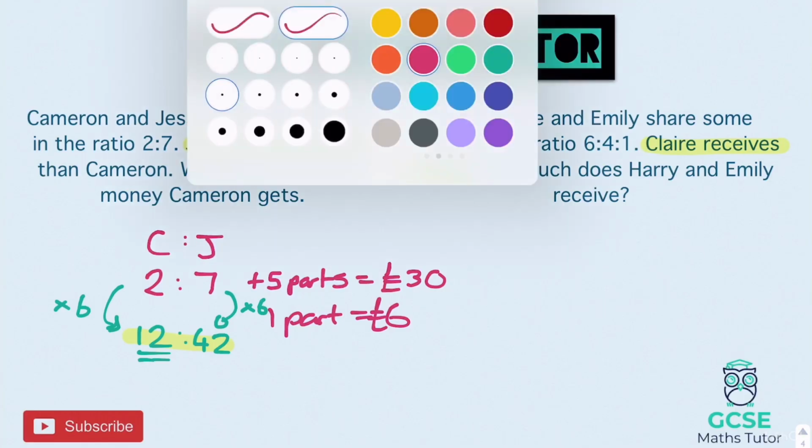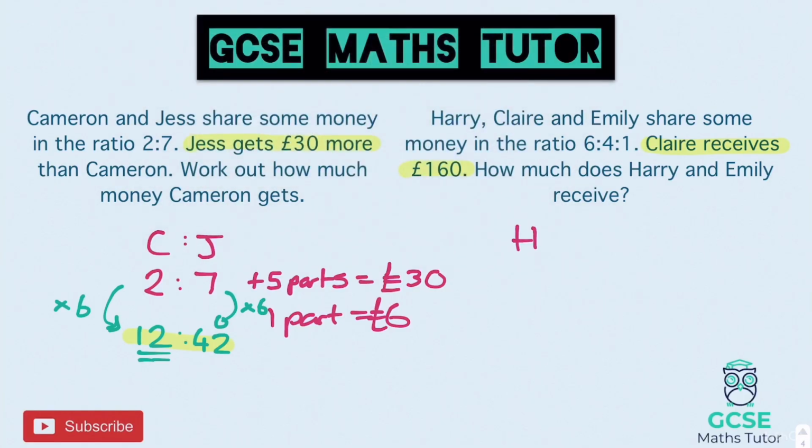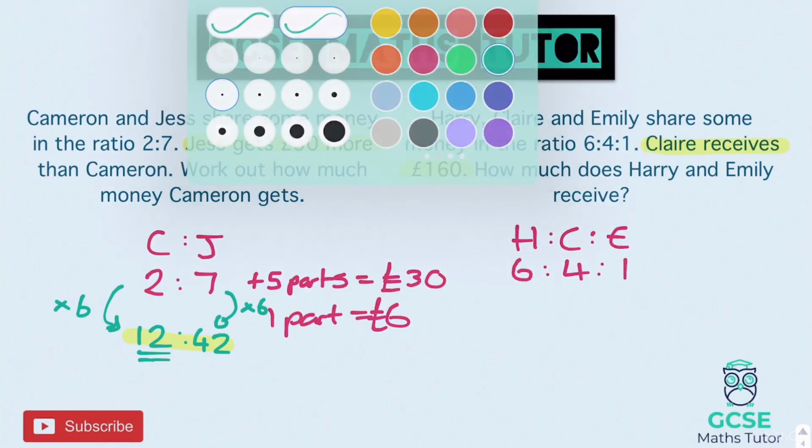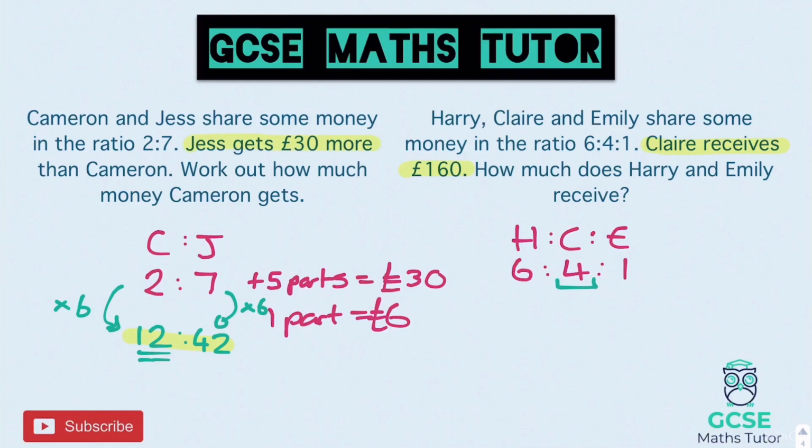On to the next one, we've got Harry, Claire and Emily, and they share in the ratio 6 to 4 to 1. Now it says Claire receives 160. So Claire is obviously related to the 4 here, so she gets 160, and that is equal to 4 parts. So we can do some working out to the side. We could say 4 parts equals 160, and then obviously dividing that by 4 to get the value of 1 part. So we get that 1 part is equal to, and 160 divided by 4 is 40, so 1 part is equal to 40.